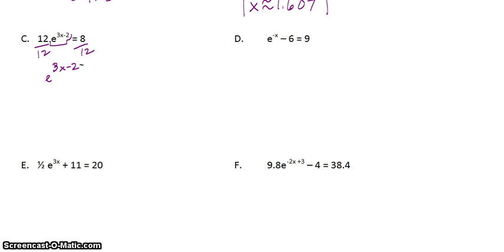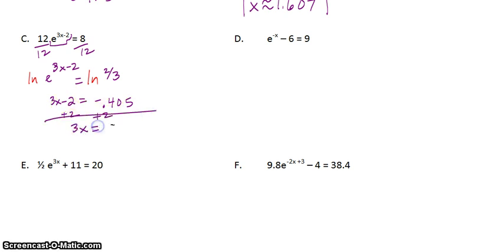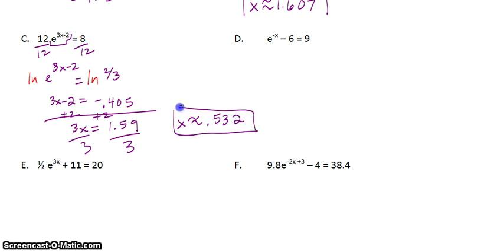I divide by 12, I end up with e to the 3x minus 2 power equals 8/12, which reduces down to 2/3. Now I'm at the stage that I can take the ln of both sides, and I end up with 3x minus 2 equals, type that into your calculator, approximately negative 0.405. And now at this point, it's just a normal equation. So add 2 to both sides, divide by 3, x is approximately 0.532.